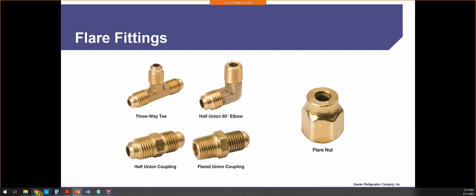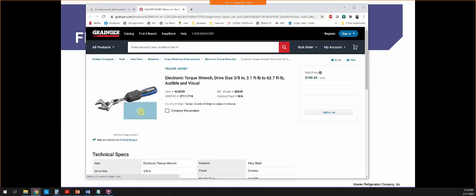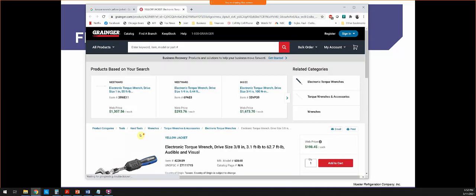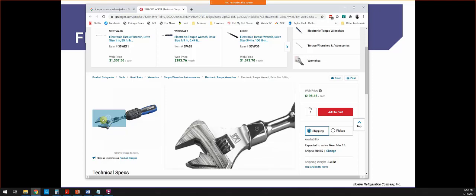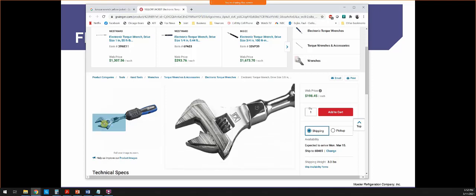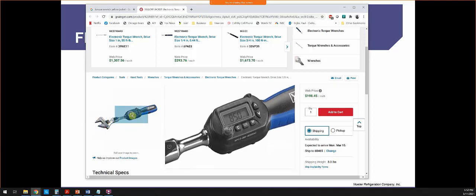Actually, let me just pull one up for you. So here we go. This one's just a digital one. Basically, it comes with an adjustable head for different size flare nuts. Inside here, you're going to be able to adjust it based on what the torque recommendations are from the manufacturer, whether it's in foot-pounds or newtons, whatever you're working on. This will tell you when you've reached that specific torque.